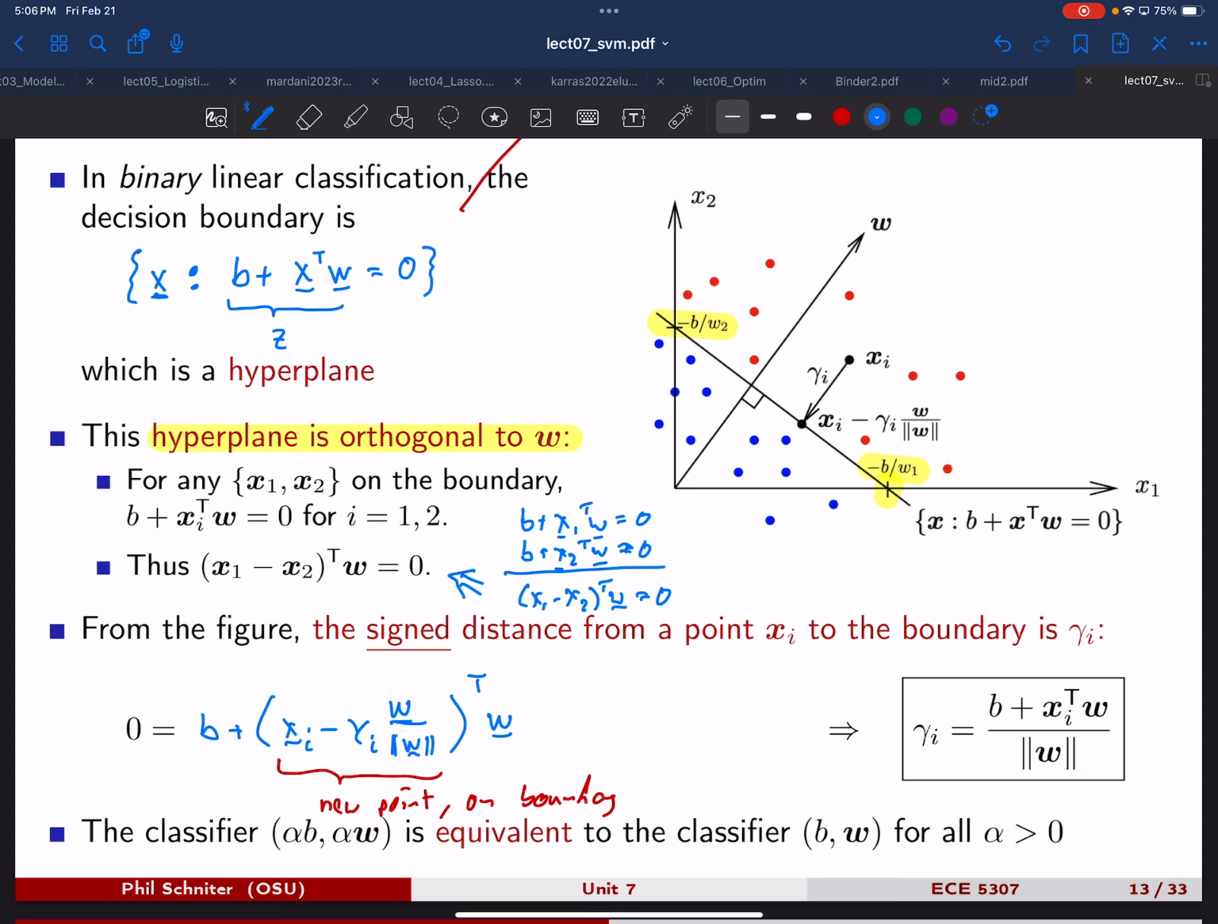Okay, so basically, the rest is just a little bit of algebra, really. So we have, this is going to be equal to b plus xi transpose w. And then the next part here, you can see that we're going to have a w transpose w, which we know is the Euclidean norm squared, divided by the Euclidean norm, so that will cancel the square. And what we get finally is just gamma i times the Euclidean norm. Is everybody okay with that? So all I did is simplify this down to this.